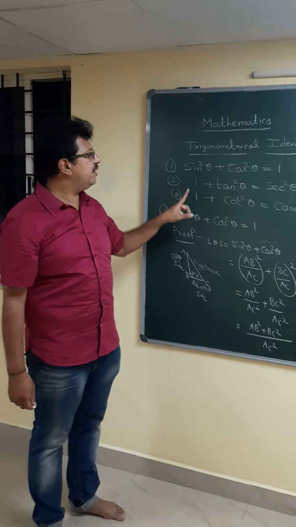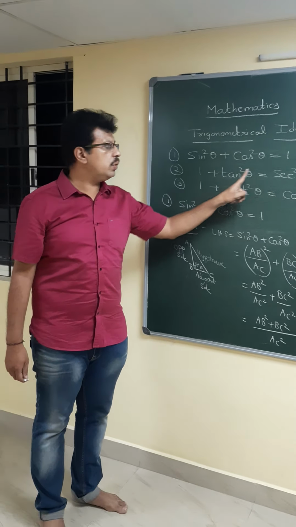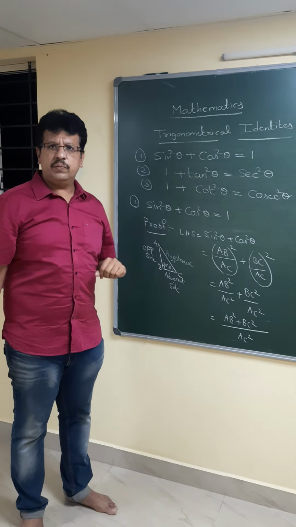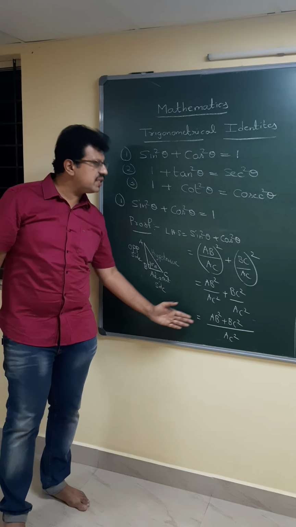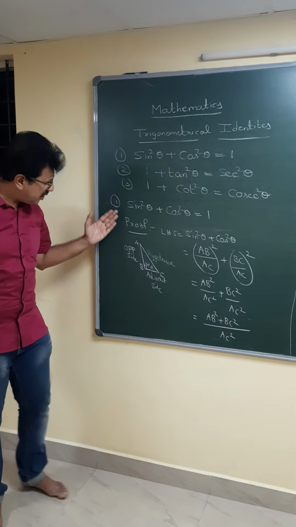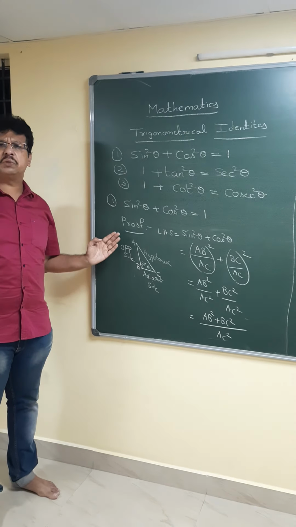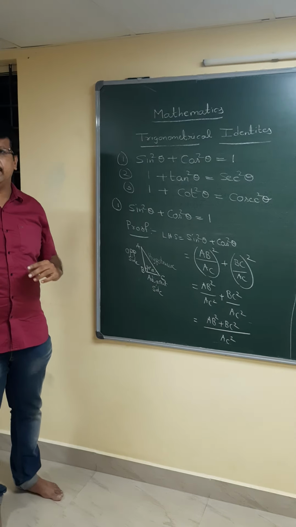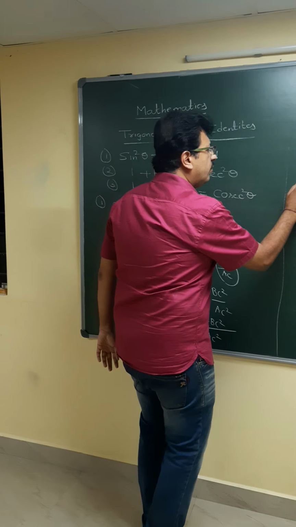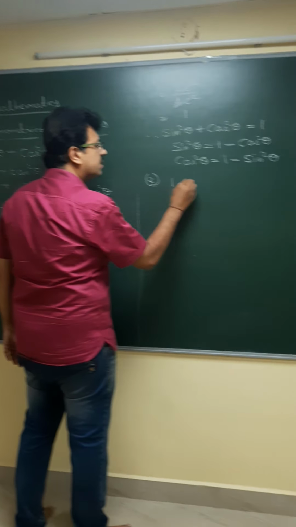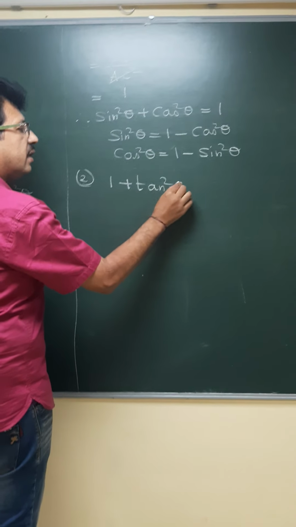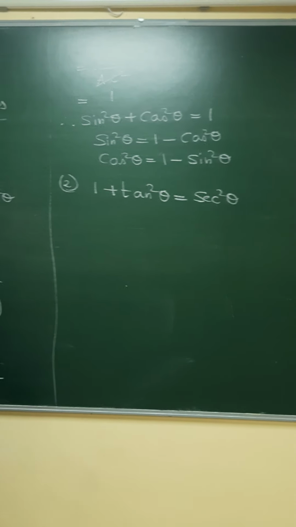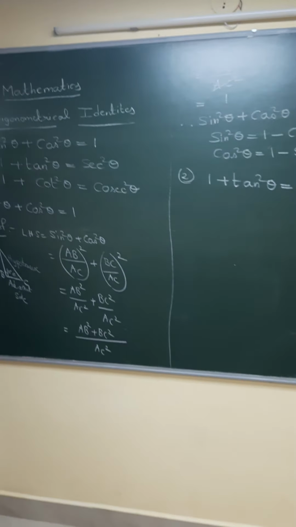The second identity is 1 plus tan square theta equals secant square theta. So we will try to prove this also the same way we proved the first identity, using the same right angle triangle. We don't have to use some other right angle triangle. Let us use the same right angle triangle to prove the second identity also. So the second one is 1 plus tan square theta equals secant square theta. This is the second identity we are going to prove now.